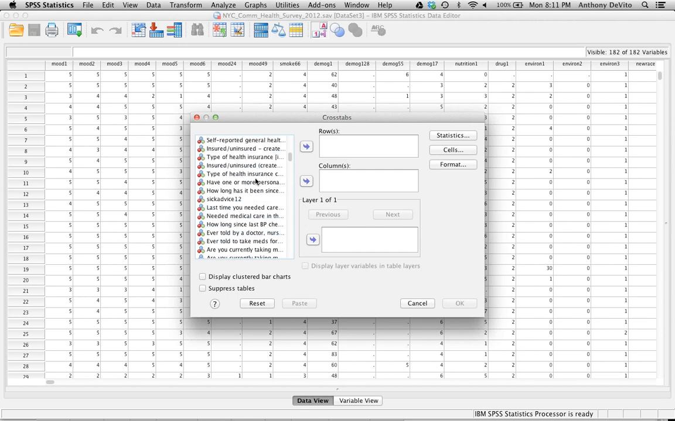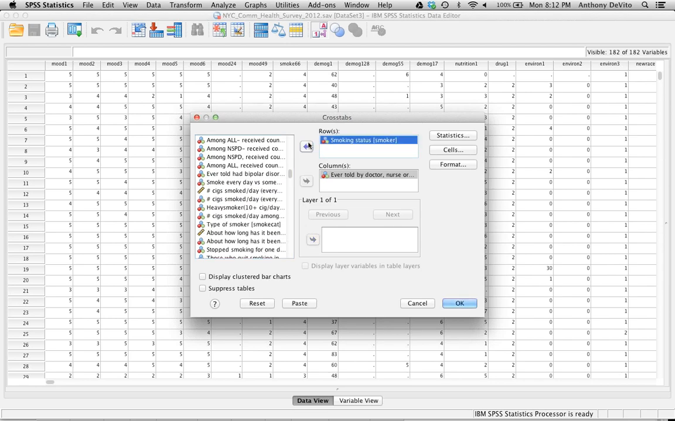Strata. Let me see if I can't find diabetes again. Have you ever been told by a doctor or nurse? Let me hover over this, see if I can get it to show that you have had asthma. Okay, so let's put that into the columns for outcome. Let's see what we might want to compare that to. Smoking status. Okay, let's put smoking status into rows.